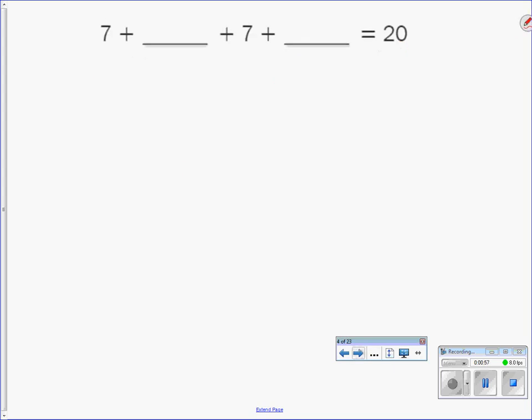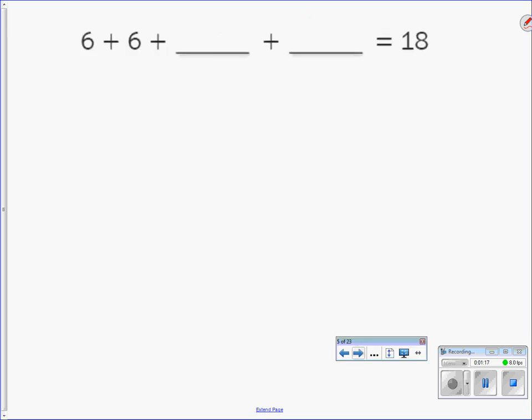All right, 7 plus what plus 7 plus what equals 20? Well, our combinations of 10, we know 7 plus 3 equals 10, and 7 plus 3 equals 10. So we add both of those together, and we come up with 10 plus 10 equals 20.